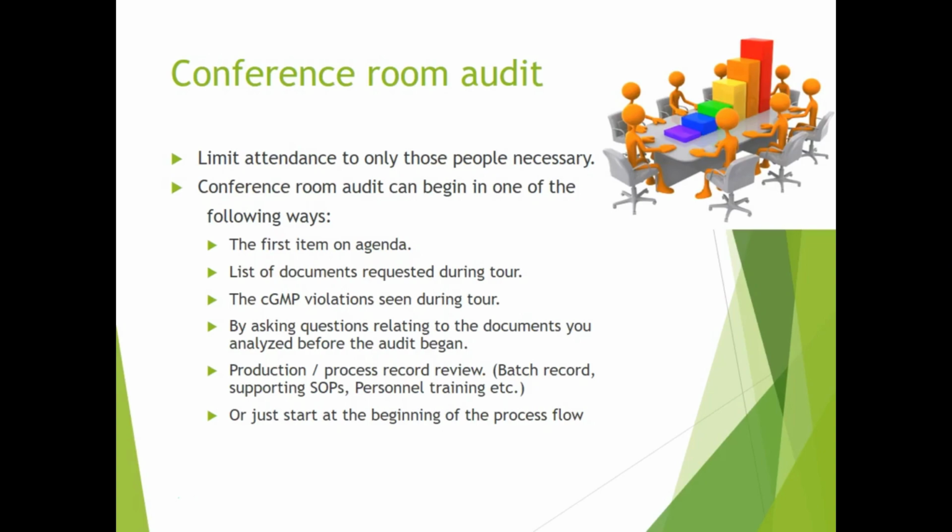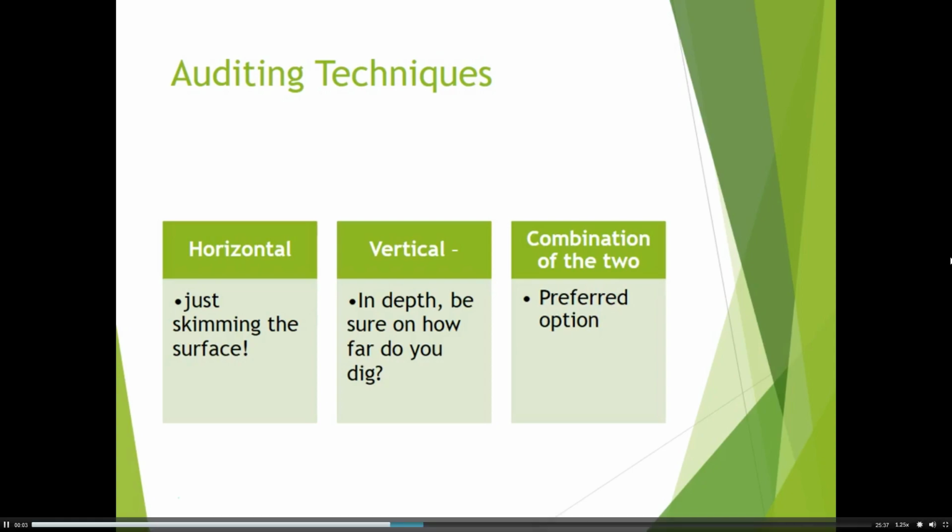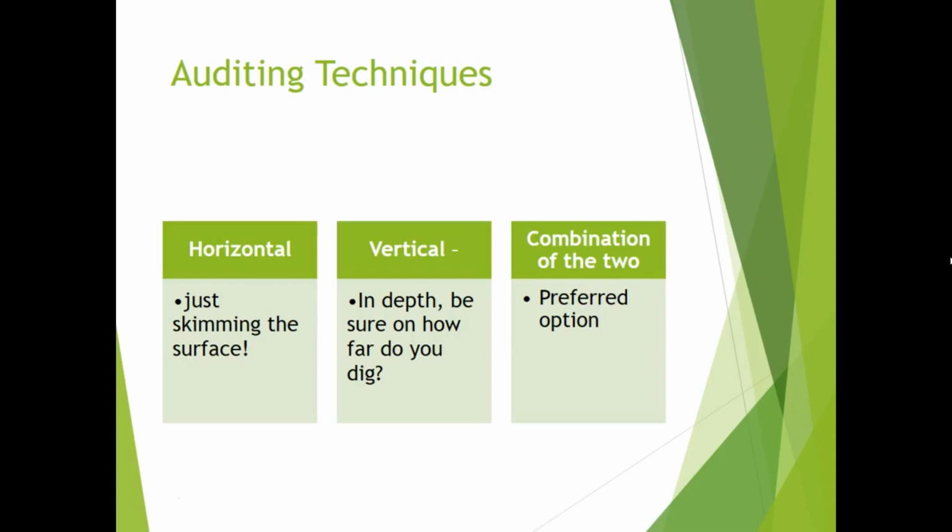You can request production and process review records, supporting procedures, personnel training, or you can just start at the beginning of the process flow and work your way through that, requesting relevant documents throughout each step of the process. So there's different auditing techniques that an auditor can use. They can use the horizontal technique, which is just skimming the surface of documents, where you follow a process from, say, goods receipt of raw materials right through to finished product release and distribution of the final product. And it's a good way to get a feel for how the process is working or how the site works, along with any problems that may be encountered.